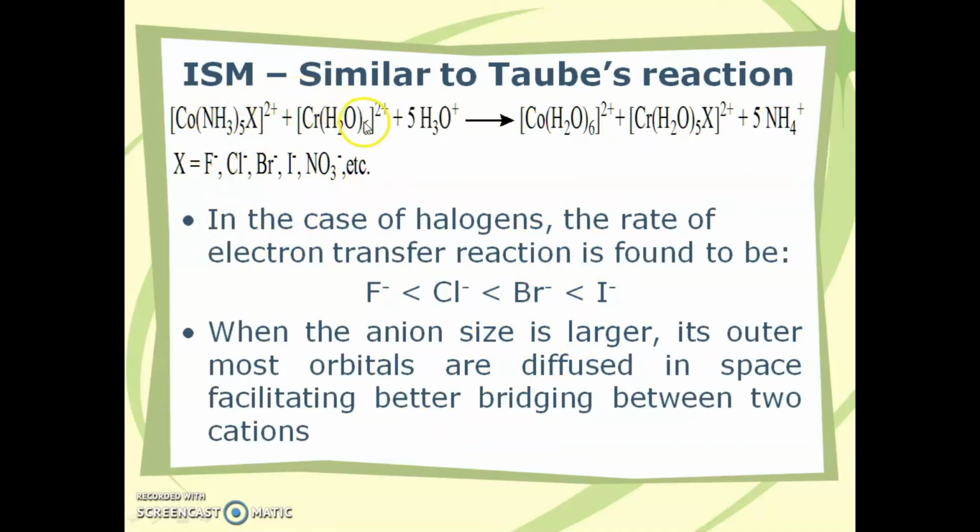Whereas in the case of a fluoride ion, since the size is smaller, it is not very much diffused in space, and so the reaction rate is very slow when it has to act as a bridging ligand to transfer the electron between the two different complexes.